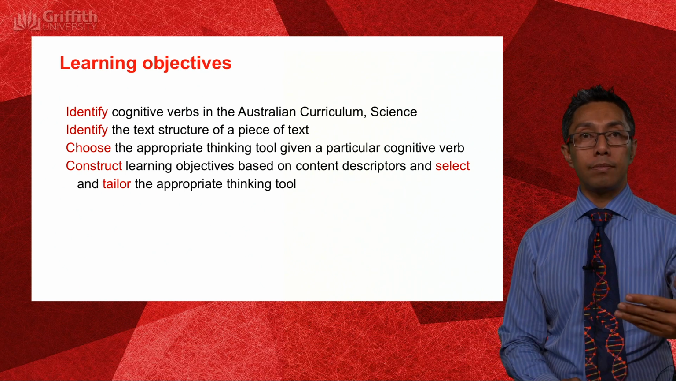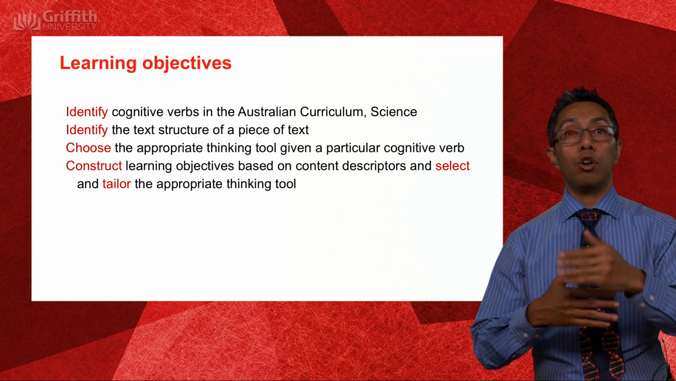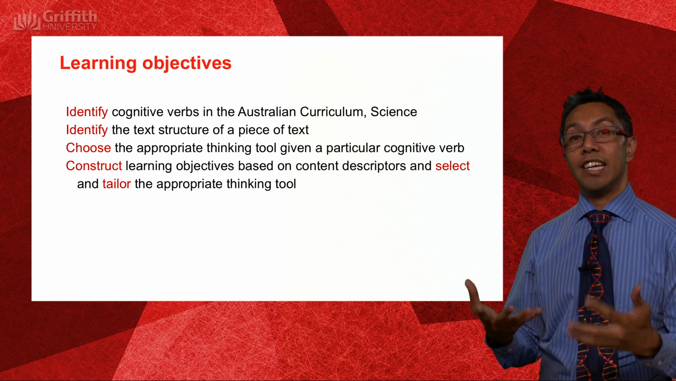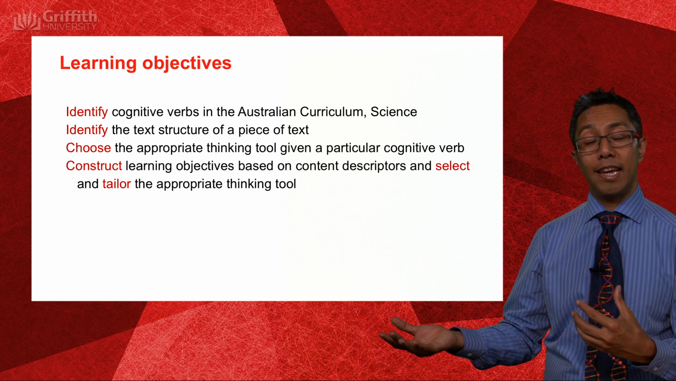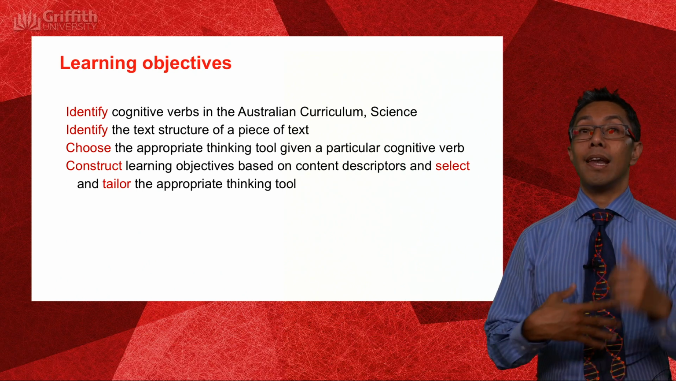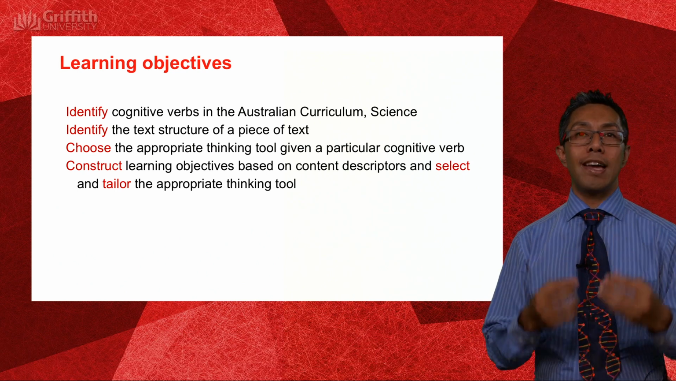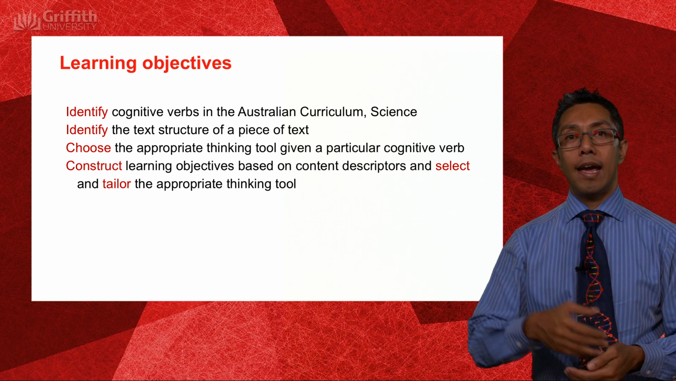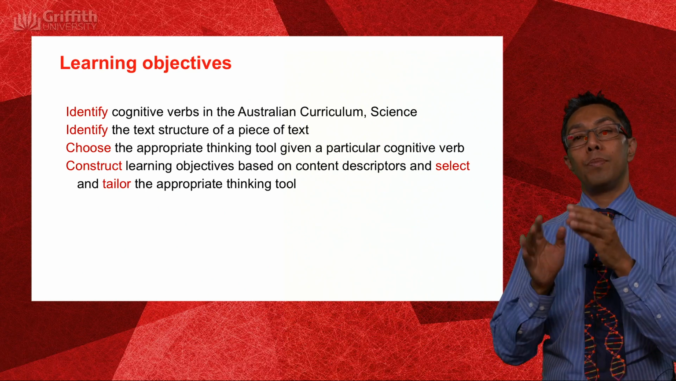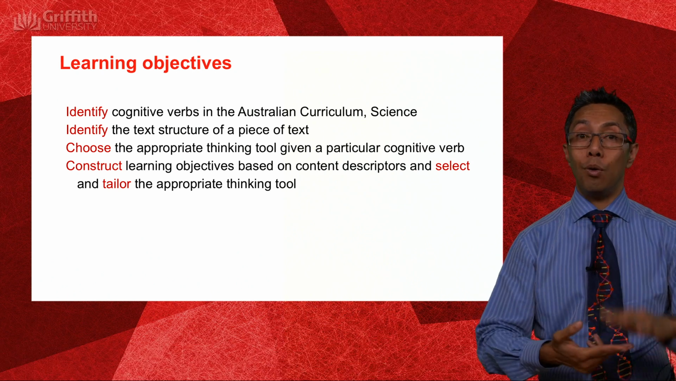Excellent. So, as a reminder, you should have gone through the scope and sequence and highlighted the cognitive verbs. You should have participated in that quiz earlier in terms of identifying a text structure of a particular type of text. And you should be able to choose the appropriate thinking tools in that very last activity. And as part of that last activity, you should have been able to create a learning objective. And we didn't quite get to it, but over time, when you become a teacher, you should be able to tailor that thinking tool to your students and also the text.